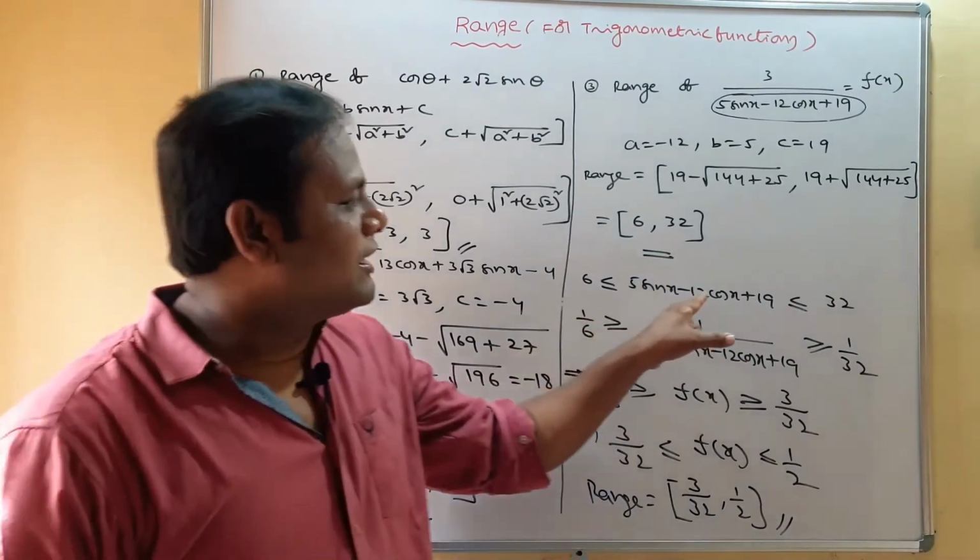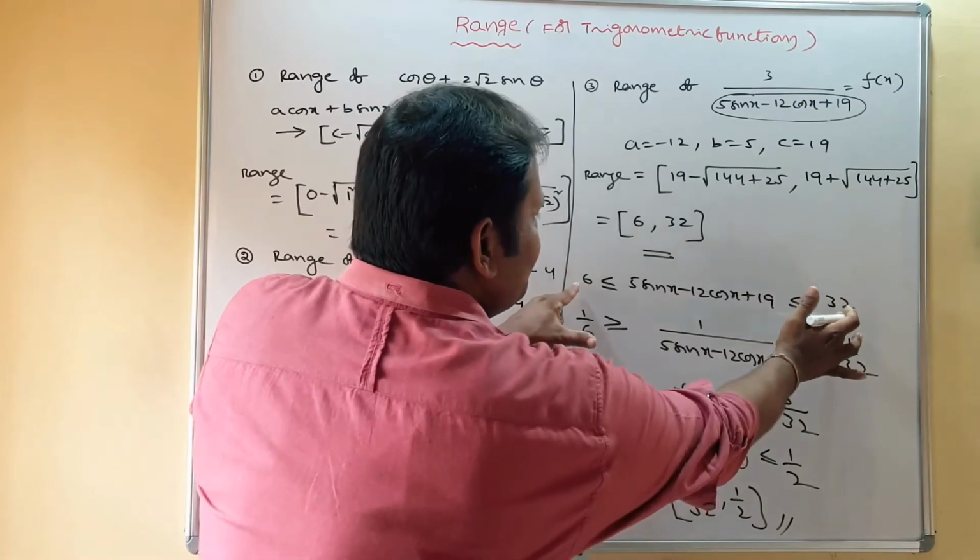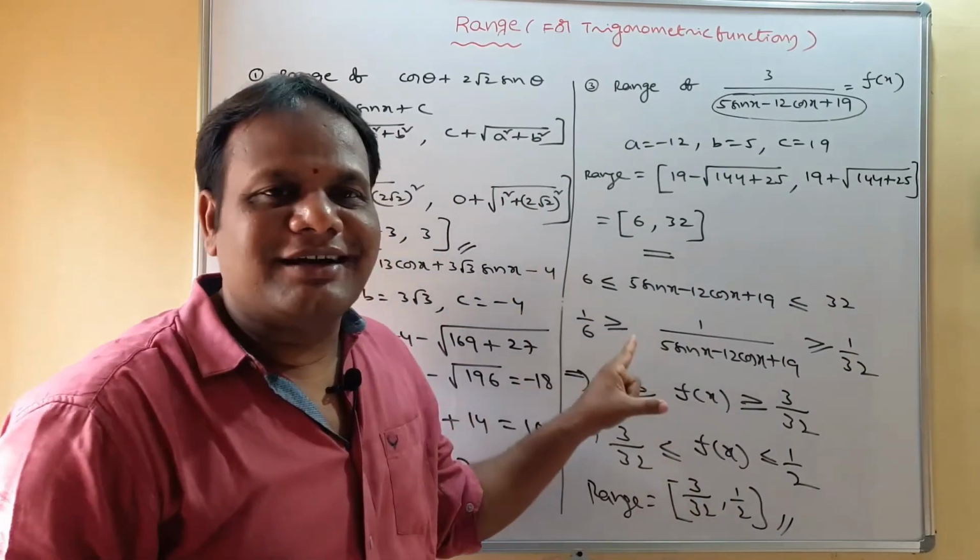See, I have taken the reciprocal directly. Why? Because this is in between two positive values. So it is not a problem.